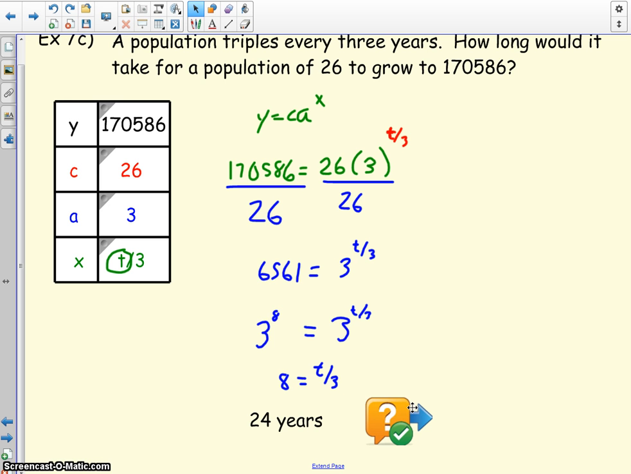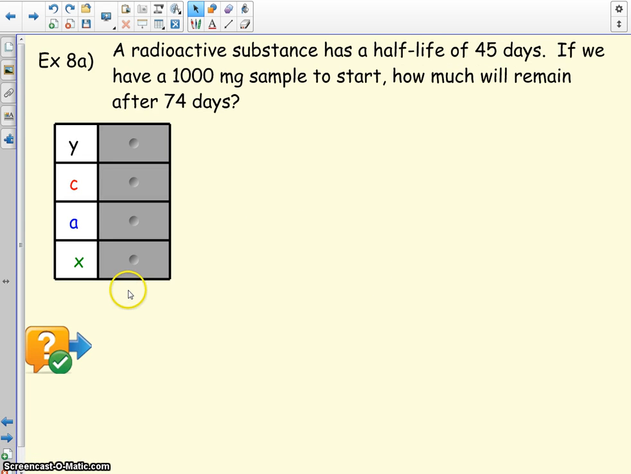So this one we had to solve for the exponent, but again, we've solved exponential equations before, so hopefully this wasn't too bad. Okay, a few more examples here.